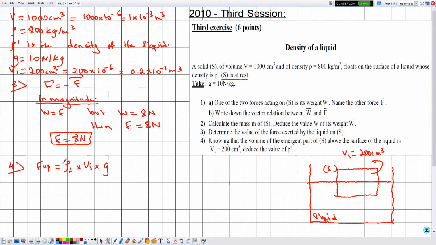Now we are interested in determining the value of rho prime. Constructing a triangle, because we have multiplied, F upthrust will be at the top, and rho L, Vi and G at the bottom. We are interested in determining the value of rho L, which is denoted by rho prime, and it is given by F upthrust, denoted by F, divided by Vi multiplied by G.